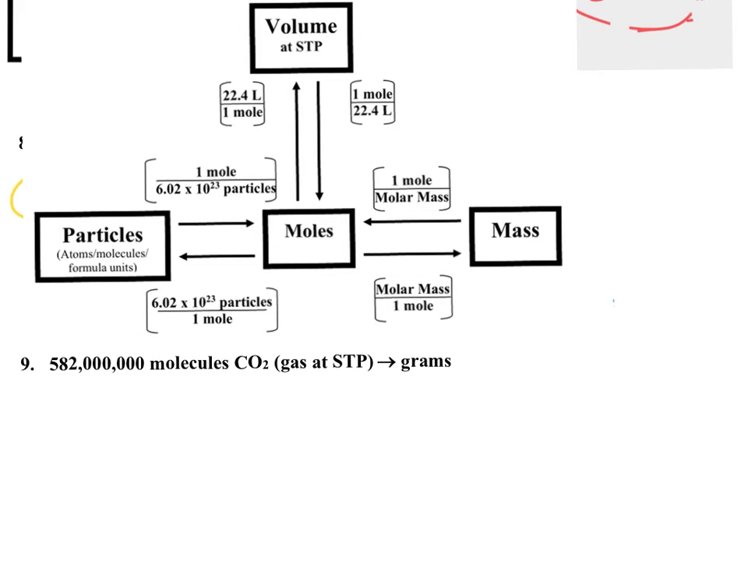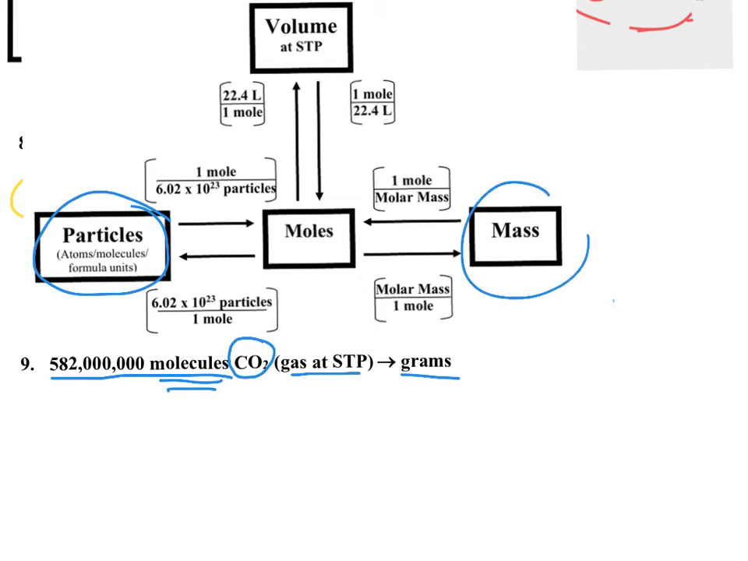Coming at you, number 9. Woo! We got 582 million molecules of carbon dioxide. So notice, even though it says it's a gas at STP, it says molecules. So we're using particles, and we want to eventually get to grams. So if you think about it, 582 million molecules of CO2, that sounds like a lot, but I bet that's not going to be that much in mass. So I'm going to go from particle island to mole island, and then mole island to mass island. It's going to be 2 steps.